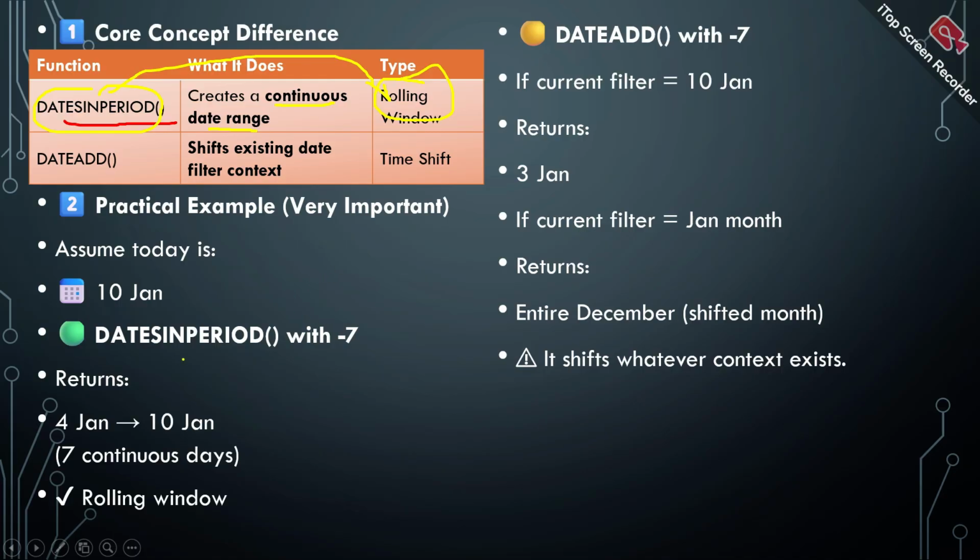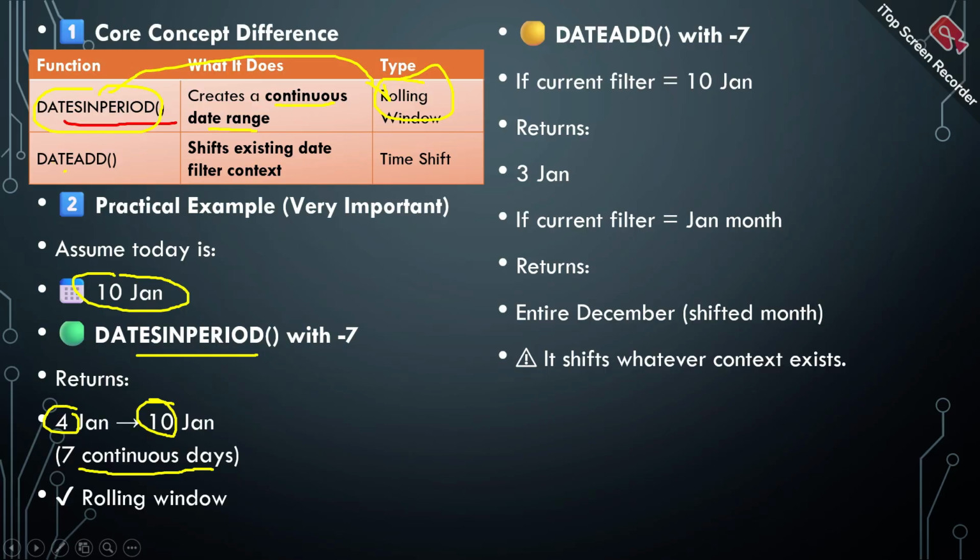So if we have to find out the last 7 days sales, at that time DATESINPERIOD is a good option because it will give the continuous date range. For example, if you are choosing the date in a filter, say 10 Jan, from 10 Jan to 4 Jan, it will give the continuous date range.